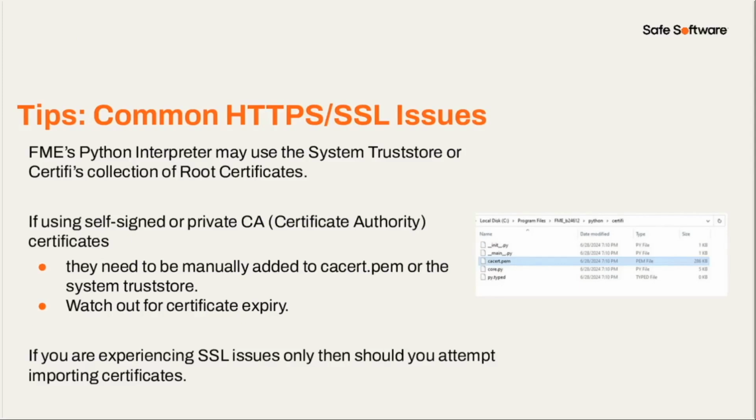Some common HTTP SSL issues, just want to bring this up briefly. On occasion, you may encounter TLS or SSL issues if your custom Python is interacting with web services or databases that are using self-signed certificates or certificates issued by a private certificate authority. So just make sure to set those. And if you are using self-signed or private CA certificates, they need to be manually added to cacert.pem or the system trust store. And then you just have to watch out for certificate expiry as well.